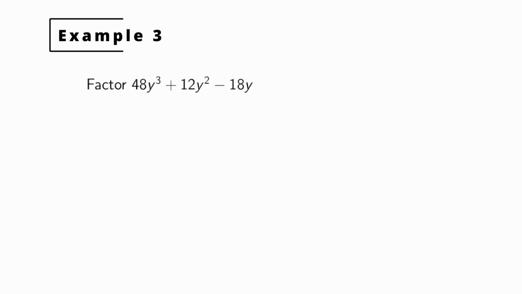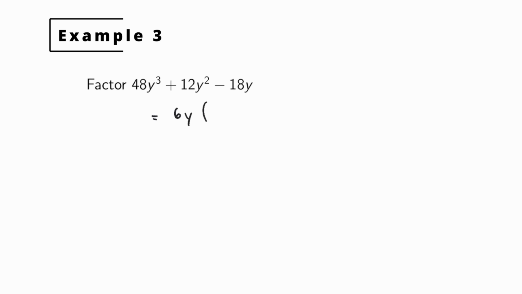Okay, here we have one last example. So here we notice, if you look at this trinomial, we have common factors amongst the three terms. In fact, each term is divisible by 6, and they all have a common factor of y. So we start by factoring out that greatest common factor of 6y.